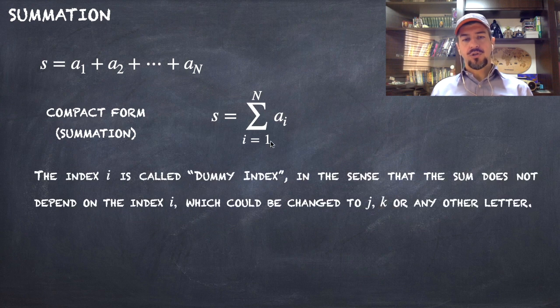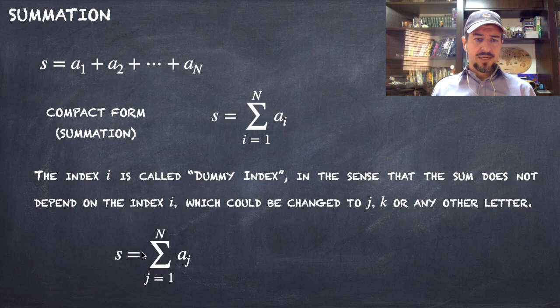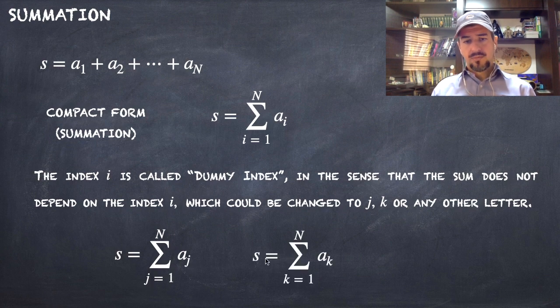There is nothing special on this index i, which could be changed to any other letter, for instance j, k. We used to call these dummy indices. The sum does not depend on the index i. So we can write it using a summation with the index j of the terms aj, or the same using the index k, and so on.